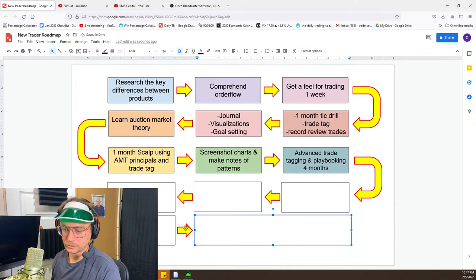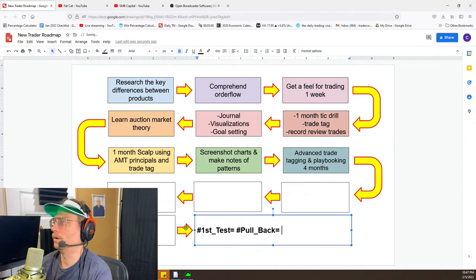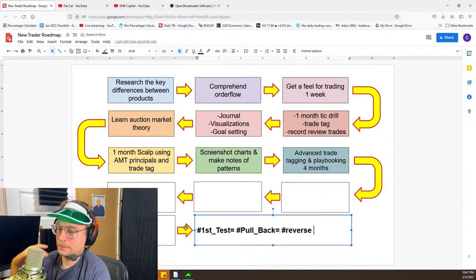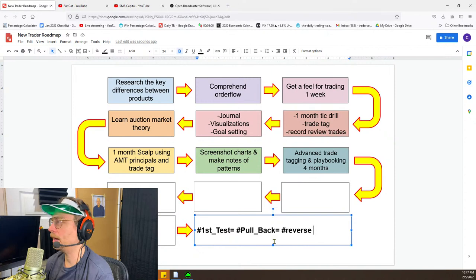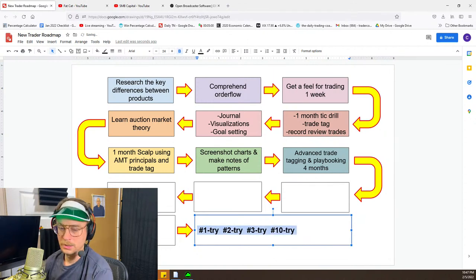So you can do advanced trade tagging. Are my trades working better on the first test or a pullback? My notes have weird symbols, don't worry about it. Am I reversing the position? Do I get in long, get out, and then get back in short? I want to know that. How many tries are these taking? 1, 2, 3 tries? 10 tries?